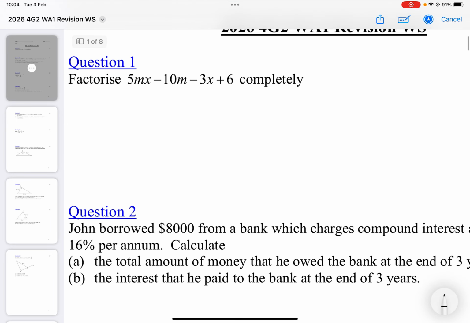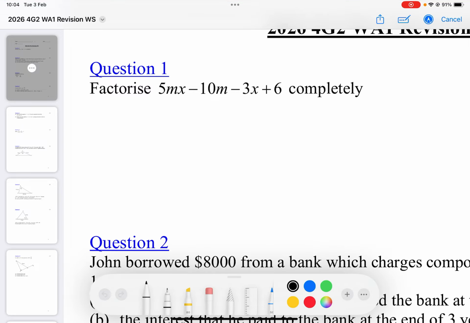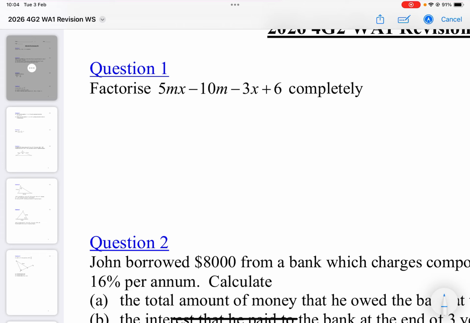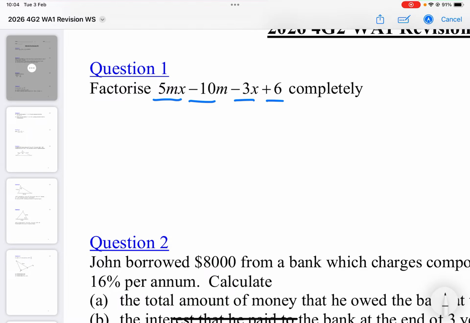Okay, question 1. We want to factorize 5mx minus 10m minus 3x plus 6. We start by identifying there are 4 terms. Terms are separated by plus and minus. So I have 1 term, 2 term, 3 term, 4 term. Every time we factorize, the first thing is to check whether there are any common factors across all the terms. So, can all 4 terms divide by the same number or not?